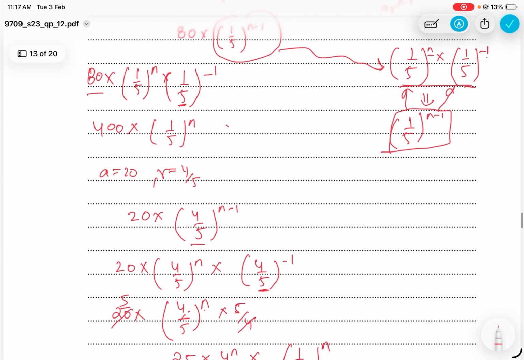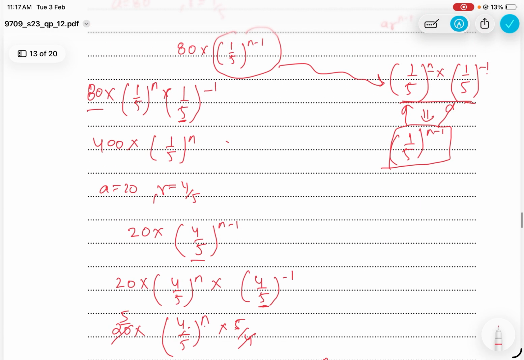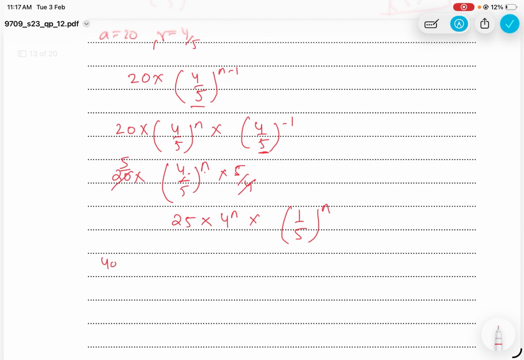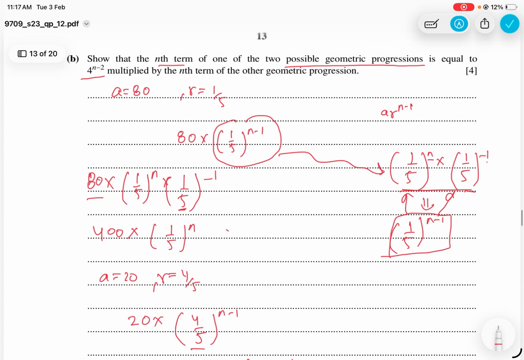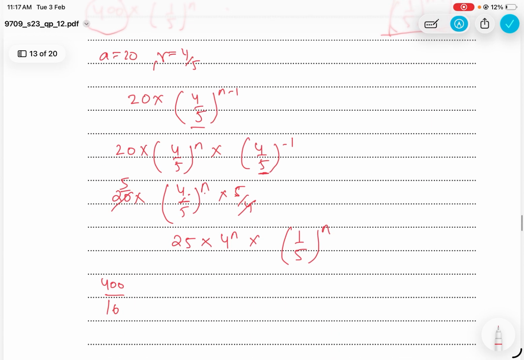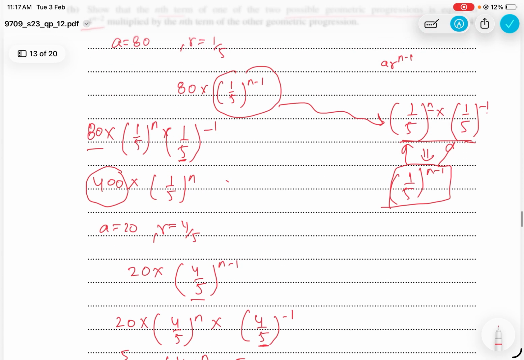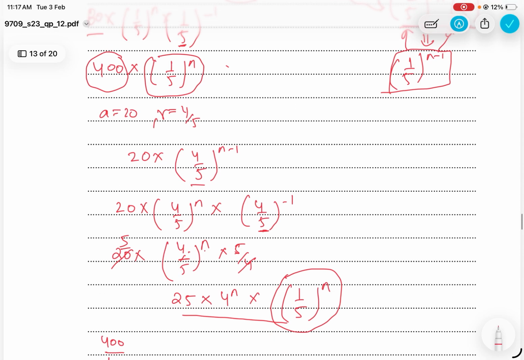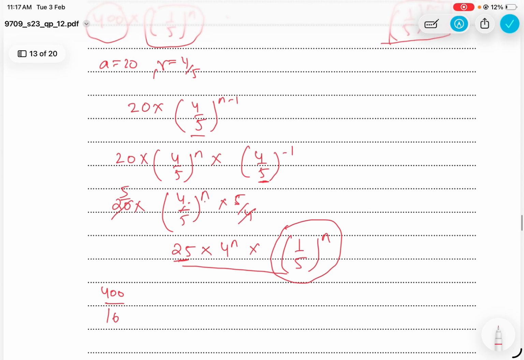Now listen. Can I write this 25 as 400 upon 16? Can I write it like this or not? Why am I writing this as 400 upon 16? Look over here. We got 400 over here. I cannot see 400 in this term, but I can match this. Now listen. I want to make this 400. So how can I make 25 into 400? 400 divided by 16 is 25, times 4 to the power n times 1/5 to the power n.